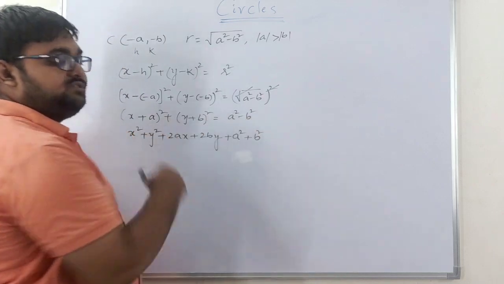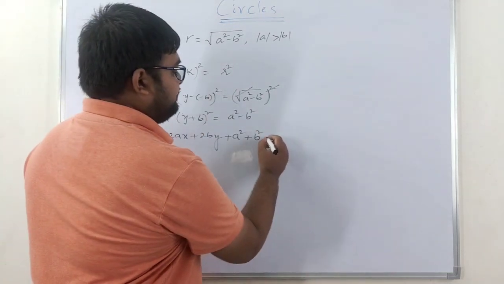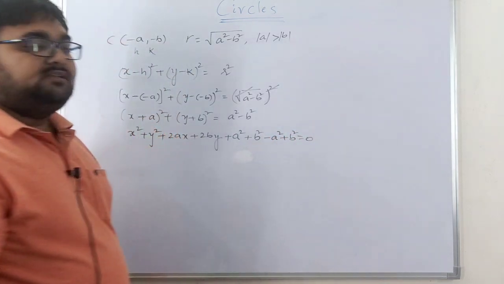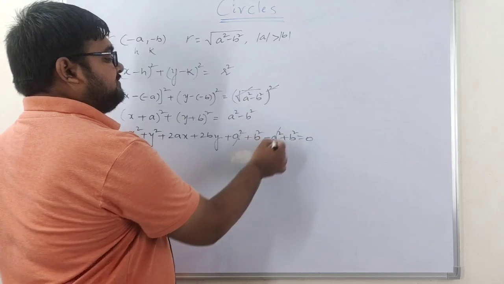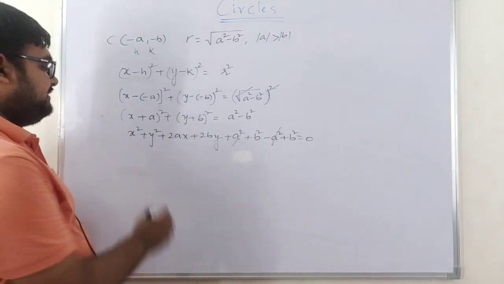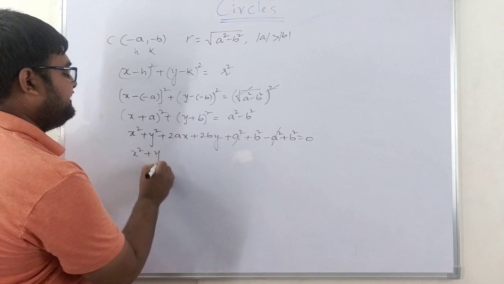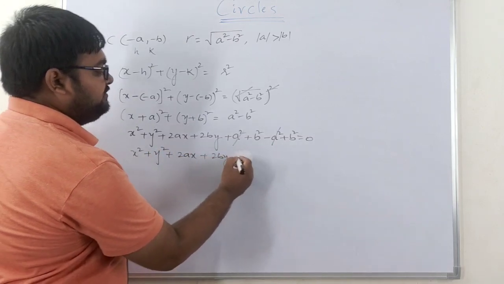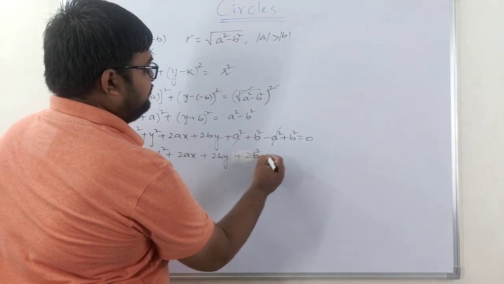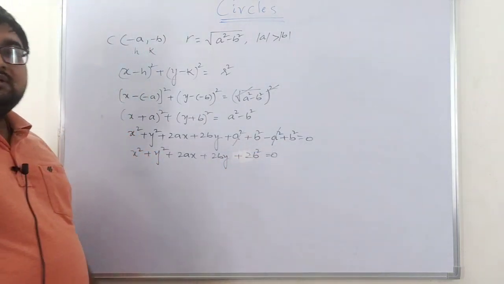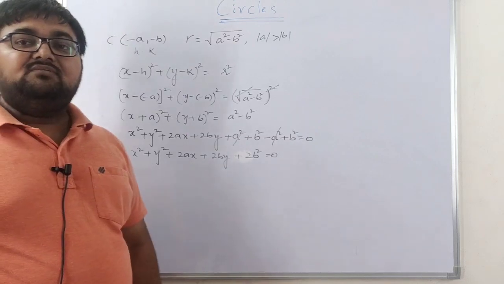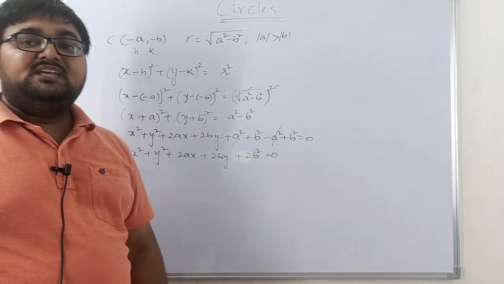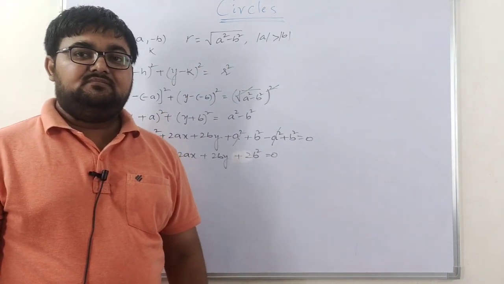So if you transpose these two terms to left hand side, then what we are going to get? Minus a square plus b square is equal to 0. So from this plus a square minus a square gets cancelled. Then finally the equation I can write as x square plus y square plus 2ax plus 2by plus 2b square is equal to 0. So this is my required equation when center minus a comma minus b and radius square root of a square minus b square is given, right?